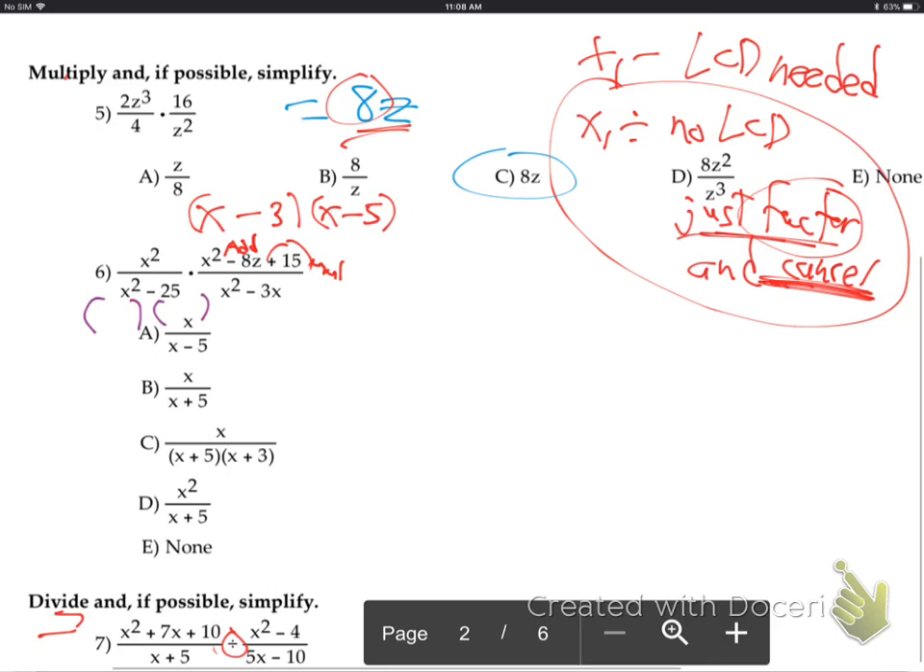Because we've got to break up the package. So x's. What multiplies to be 25? 5. How do the signs go for negative 25?